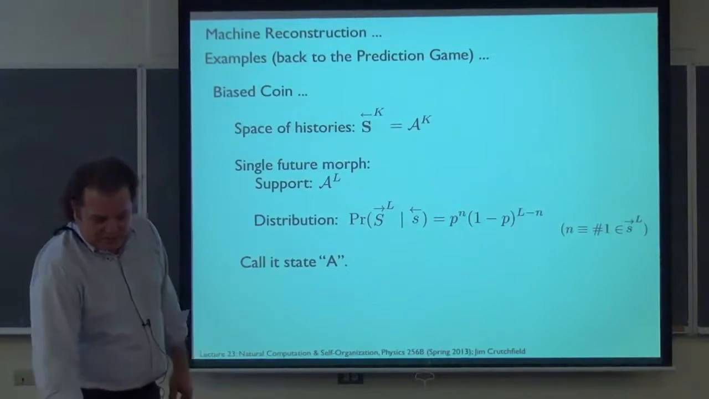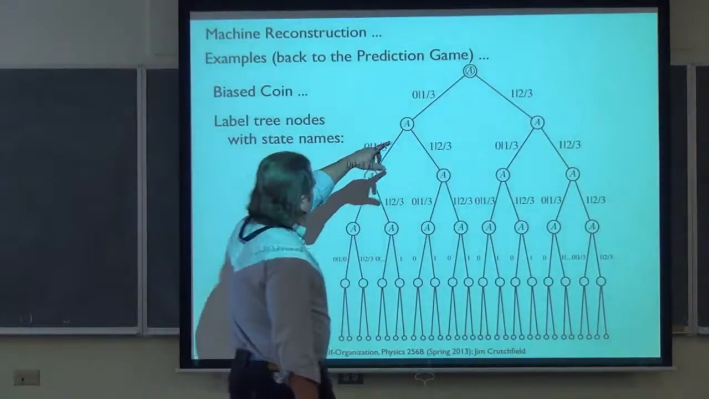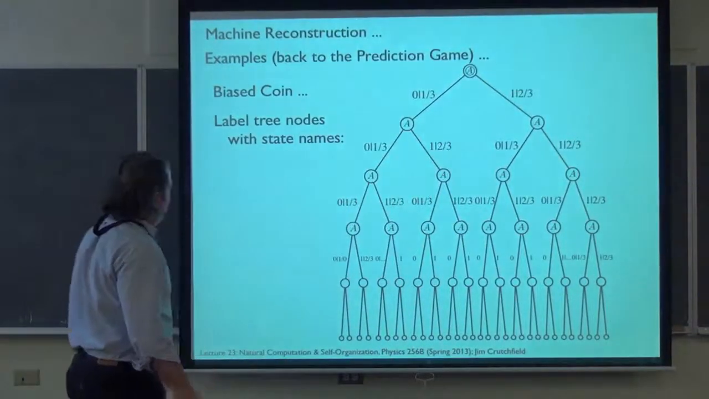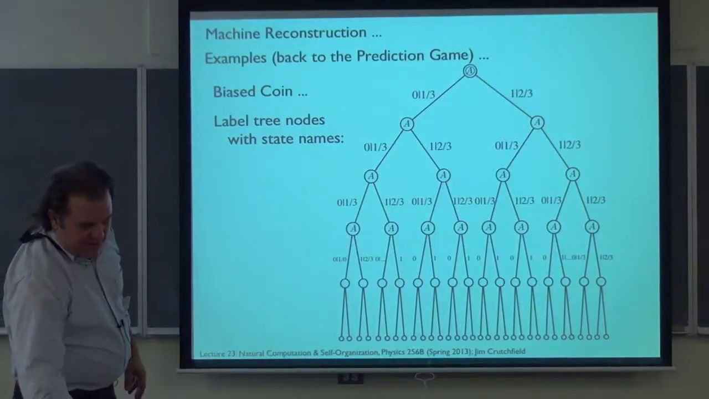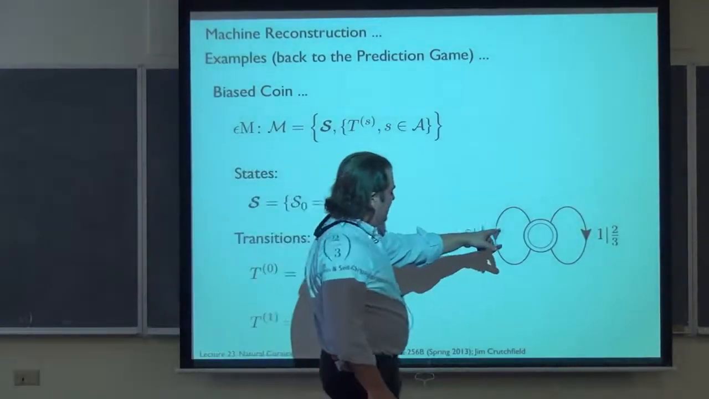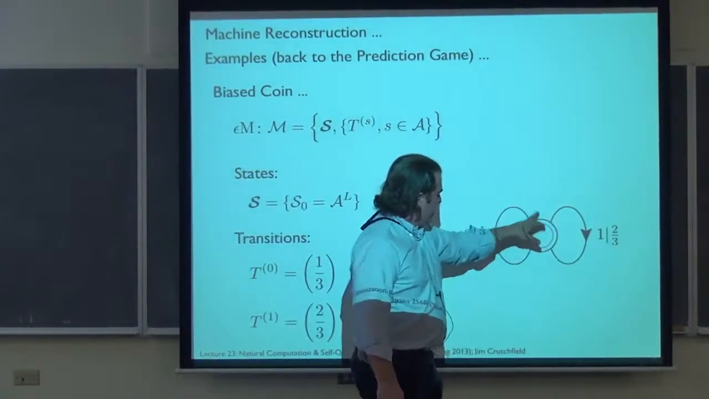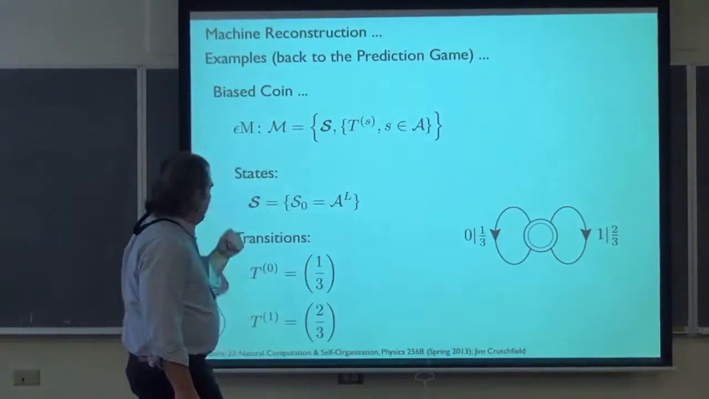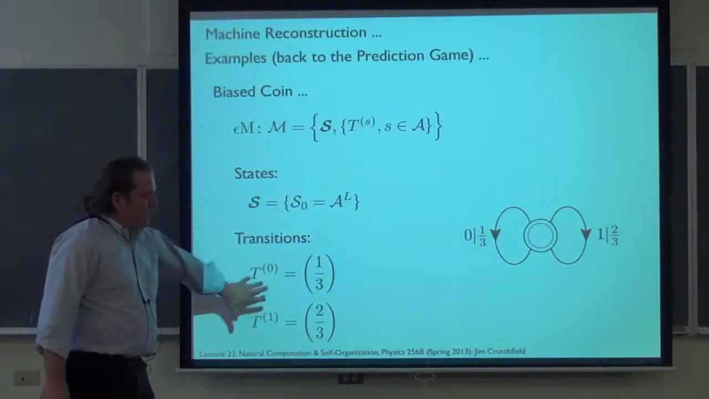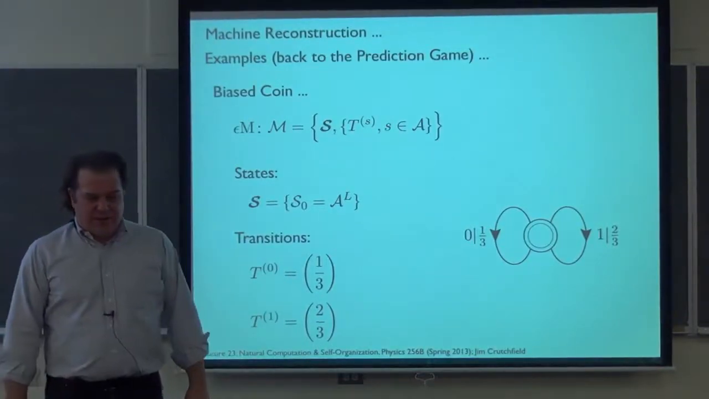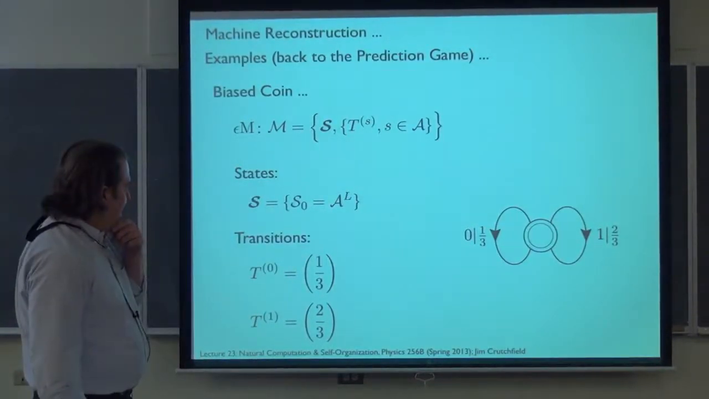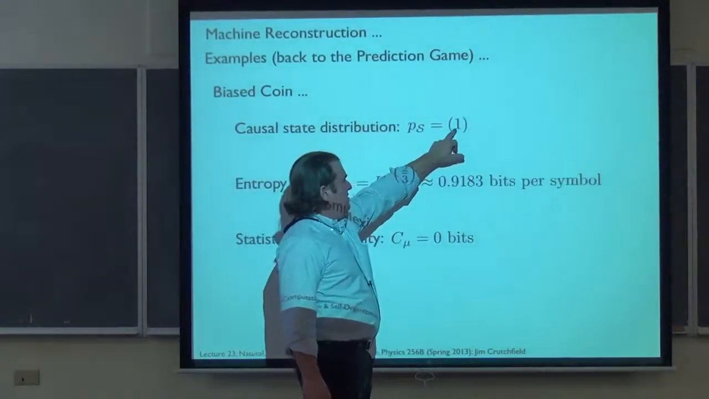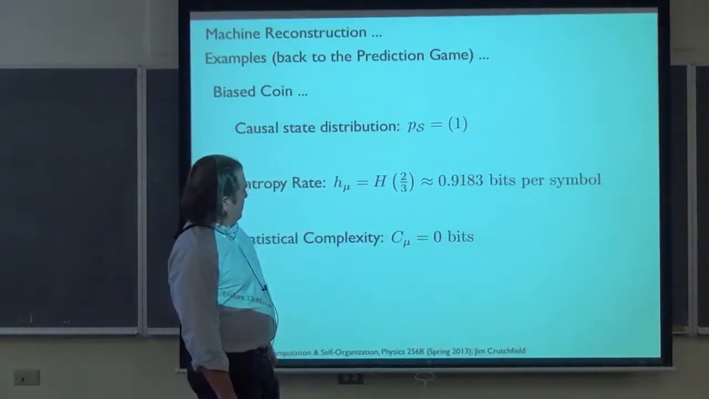So single state, we go back to the tree. We label each tree node with the subtree hanging beneath it. Well, that's all A's, as we sort of agreed on already. So that means we end up with a single state, and then transition on a 1 with probability 2/3, transition on a 0 with probability 1/3. So simple one-by-one transition matrices, kind of trivial. This is a simple process. Again, asymptotic invariant distribution is just one.